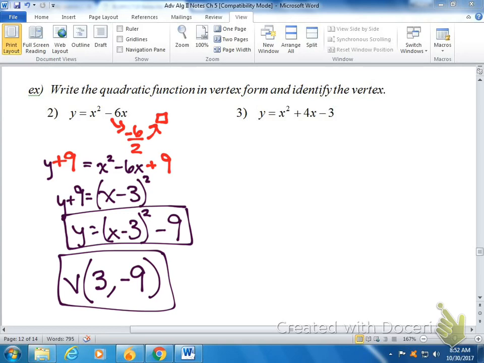Both of those are my answers because it says write the quadratic function in vertex form. There it is in vertex form. And then identify the vertex. That's what we're going to need for the second part of this chapter. Moving on to the next one.